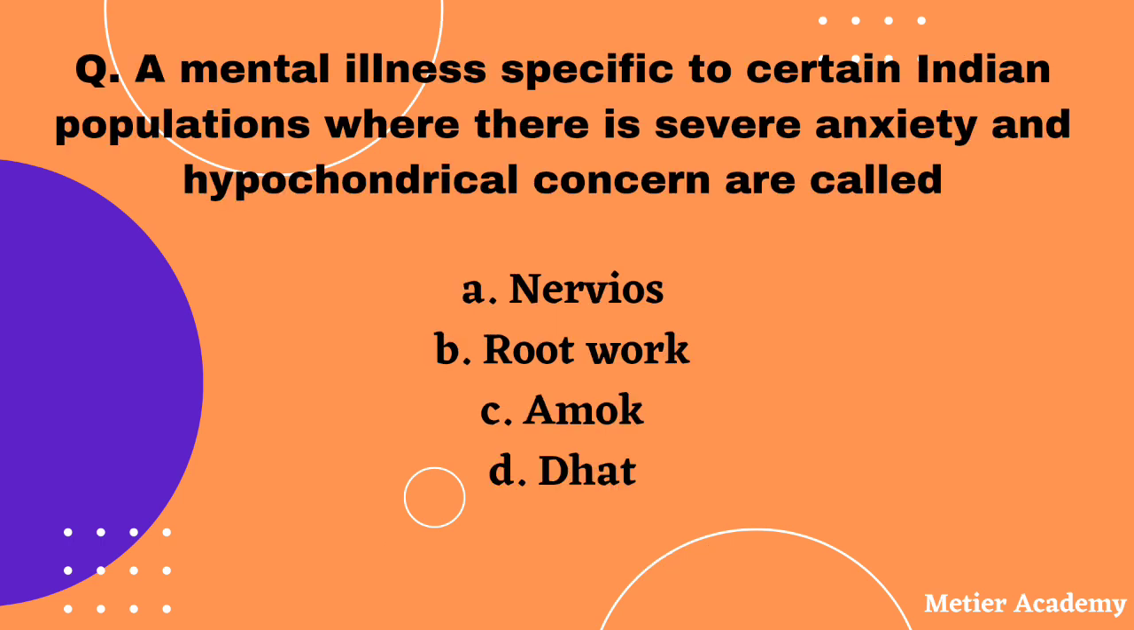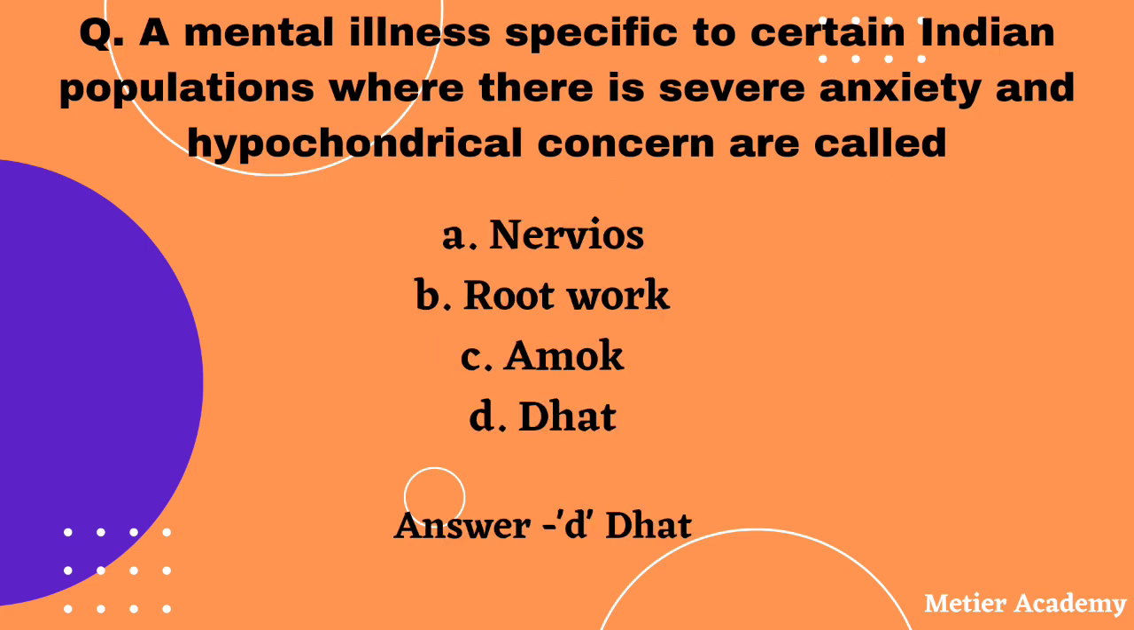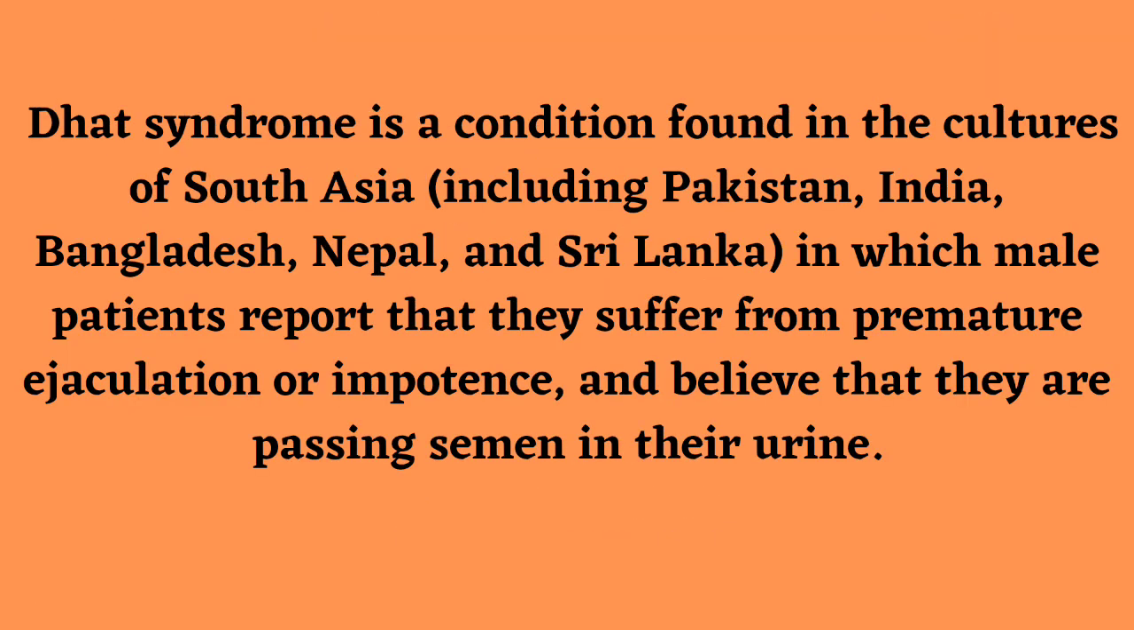A mental illness specific to certain Indian population where there is severe anxiety and hypochondrial concern is called. Options are nervous, rootwork, amok, Dhat. And here the correct answer is option D, Dhat. The rationale is Dhat syndrome is a condition found in the culture of South Asia, which include Pakistan, India, Bangladesh, Nepal and Sri Lanka, in which male patients report that they suffer from premature ejaculation or impotence, and they believe that they are passing semen in their urine. So that's why we selected the option D, Dhat syndrome.